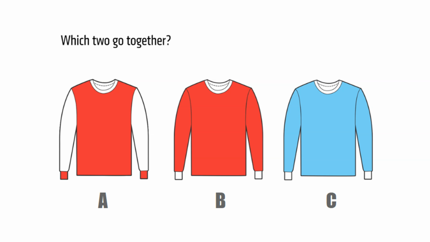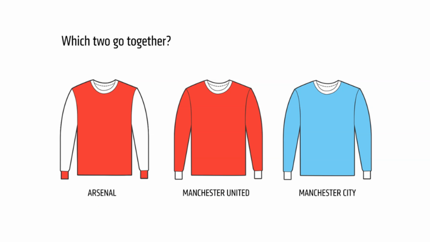Now, the answer to that question actually depends on your prior knowledge. It depends on your prior learning schema. You might have put B and C together based on pattern. You might have put A and B together based on colour. But you might have put B and C together based on the fact that they are football teams that both play in the city of Manchester.